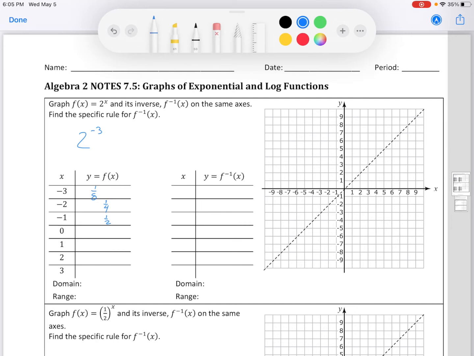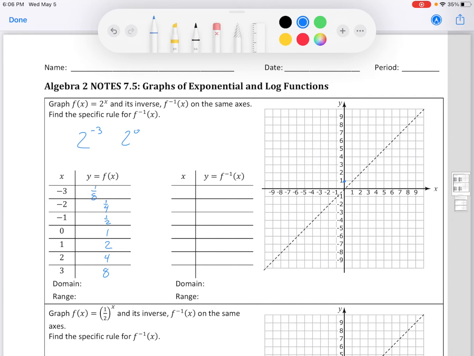2 to the 0 is an important one. We should look at it individually. Anything to the 0 power is 1. And then 2 to the first power is 2. 2 to the second power is 4. Third power is 8. And it gives us some points that we can then choose to put on our graph and then see what we think the smooth curve might look like.